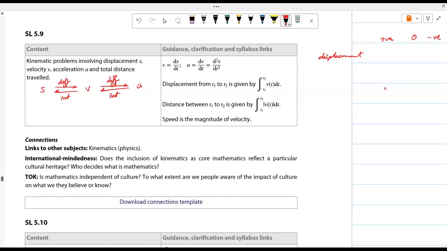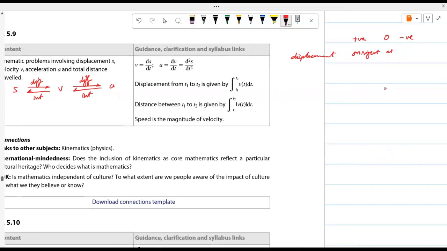What does displacement positive mean? The body is on the right or above the origin. What does displacement 0 mean? It's at the origin. Negative means it's on the left of the origin. What does velocity positive mean? Moving to the right.